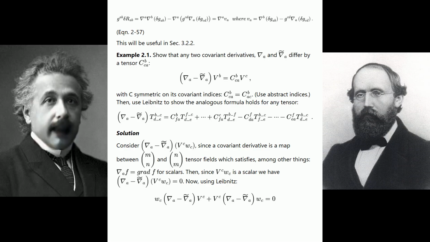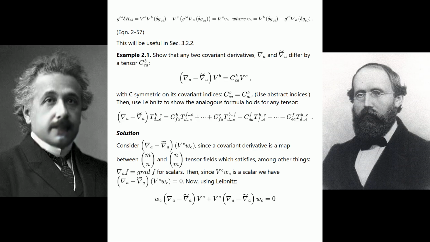Consider gradient sub A minus gradient tilde sub A times V to the C power W sub C, since a covariant derivative is a map between type (n, m) tensor fields and type (n, m+1) tensor fields which satisfies, among other things, gradient sub A f equals the directional derivative of f for scalars.